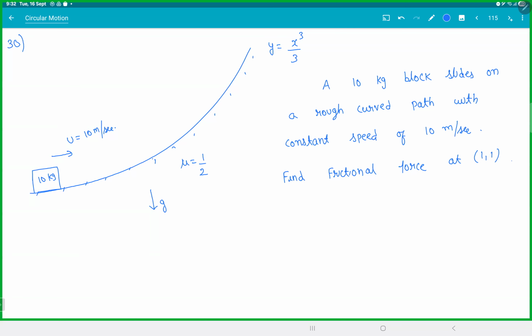Let's see. 275 root 2, Siddesh. That looks right. I think Siddesh got it. Let's see where you're goofing up. You were missing maybe one force.